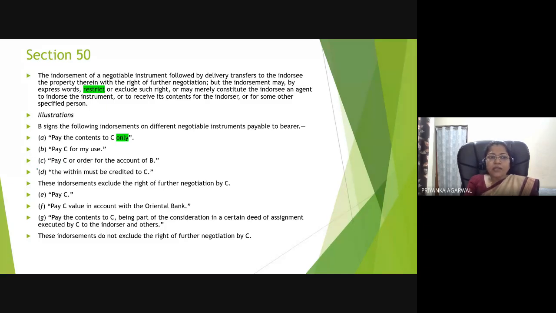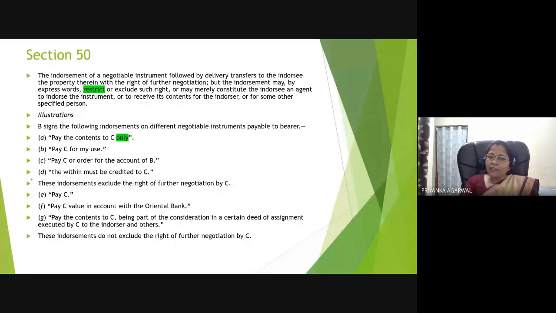Okay, "the within must be credited to C." It means that whatever amount the negotiable instrument is carrying must be credited to C, and C cannot endorse it further. These endorsements exclude the right of further negotiation by C. Obviously, it cannot be transferred further. But if the endorsement says "pay C", that means C has the right to endorse it further.